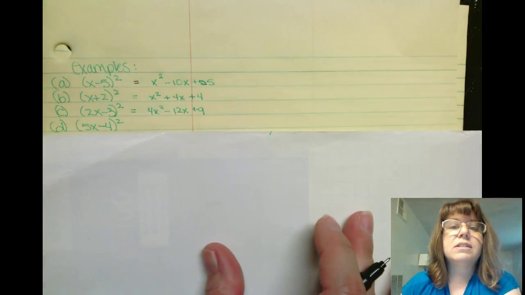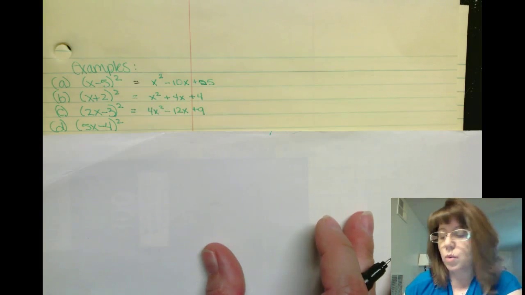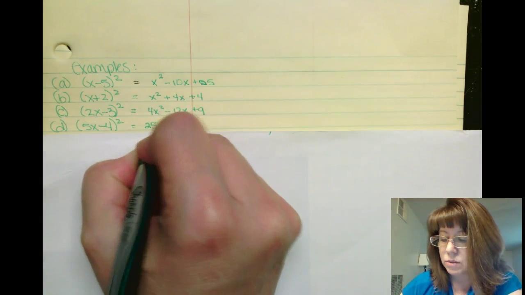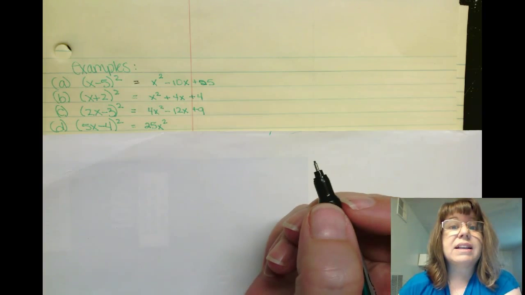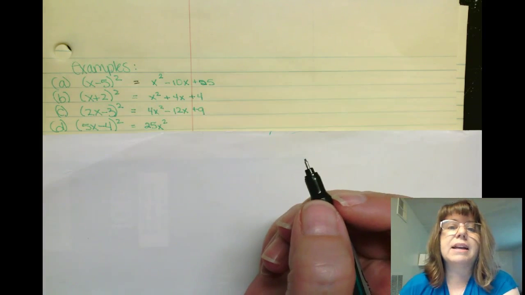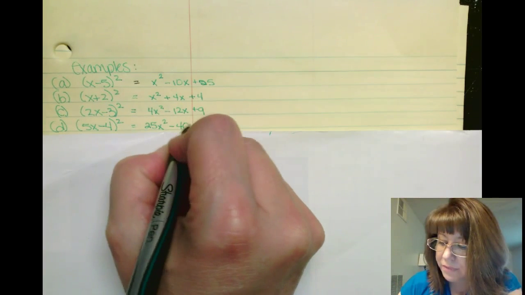And our last example is going to be 5x minus 4 all quantity squared. So 5x squared, square the 5, which is 25, square the x, which is x squared. Now we have 5x times negative 4, which is negative 20x, but we double it. So it's negative 40x.